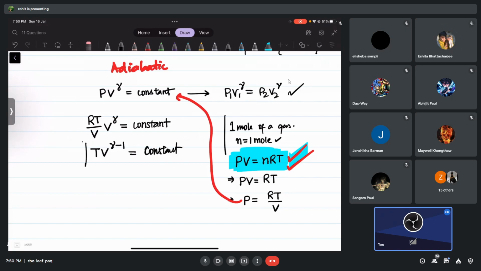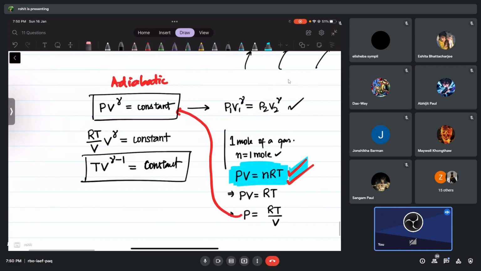So what did you learn just now, guys? Check. Is this the only thing that we need to write for your adiabatic, or can I write this also?